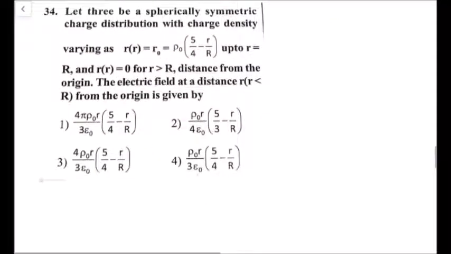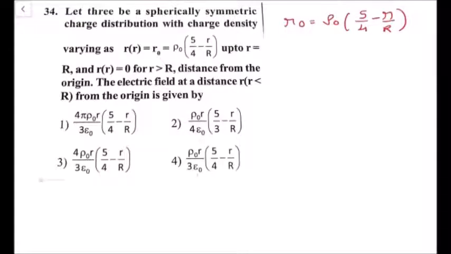Problem number 34. Let there be a spherically symmetric charge distribution with charge density varying with respect to the distance, given as rho of r is equal to rho naught into 5 by 4 minus small r by capital R, up to small r is equal to capital R, and rho of r is equal to 0 for r greater than capital R, distance from the origin. The electric field at distance r from the origin is given by.